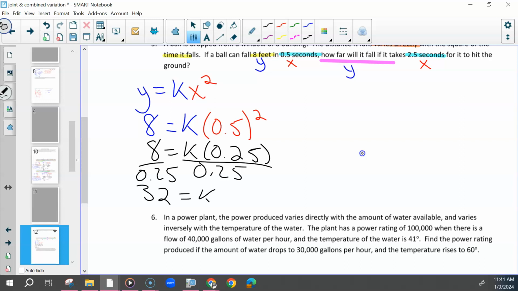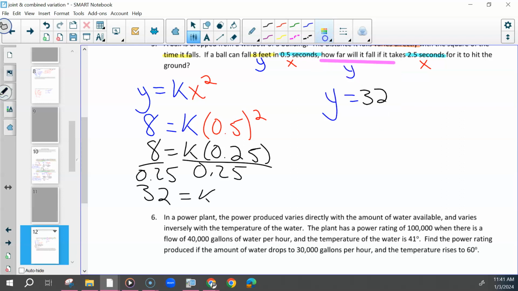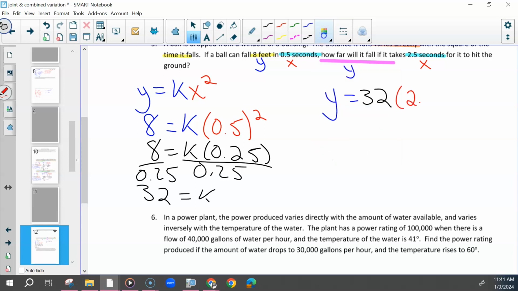We're going to use our original equation and the number we're given to find y. We don't know y, that stays y. Our k is 32. Our x is now 2.5 and we're squaring it. What is y? 200. 200 what? Feet.